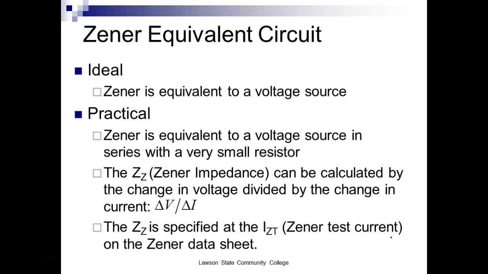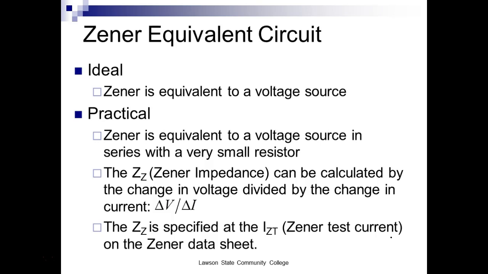An ideal Zener is equivalent to a voltage source. A practical Zener is equivalent to a voltage source in series with a very small resistor. The Zener impedance can be calculated by the change in voltage divided by the change in current. The Zener impedance is usually given in the data sheet.